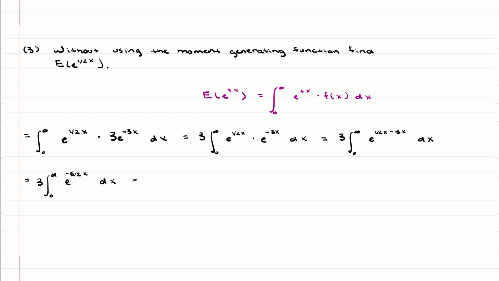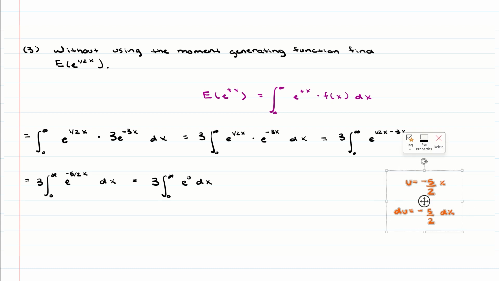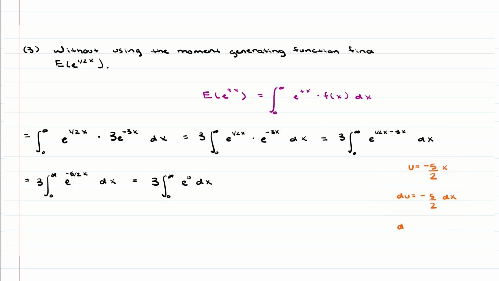And then let's do some u substitution. So we've got 3 times the integral from 0 to infinity of e raised to u. And here u equals negative 5 over 2x. The derivative of this is, of course, negative 5 over 2 dx. And then, of course, we'll solve for dx, which equals negative 2 over 5 du. So now plugging in for dx, we have negative 2 over 5 du.